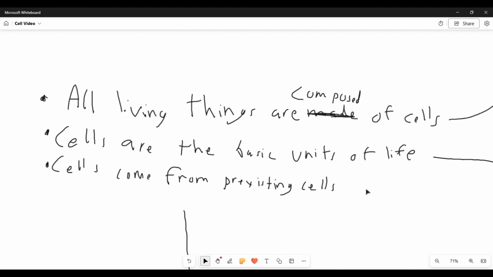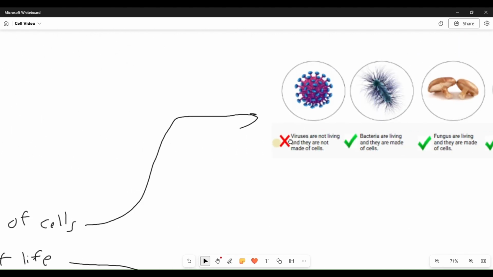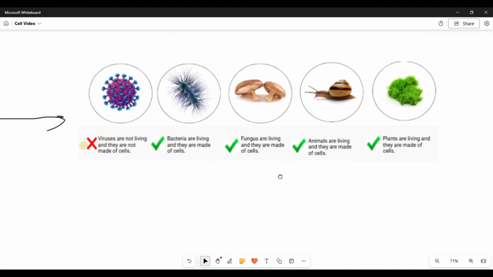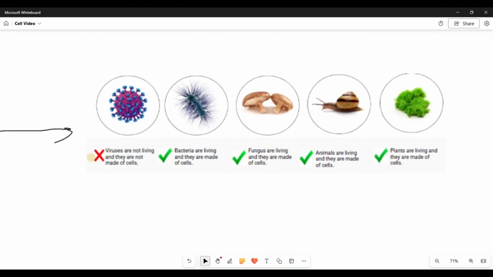Starting with the first one, all living things are composed of cells. Now, some things that qualify as living things are bacteria, fungi, animals, and plants. However, viruses are not considered living because they need a host in order to replicate and reproduce. And since it can't reproduce on its own without a host, it's not considered alive.